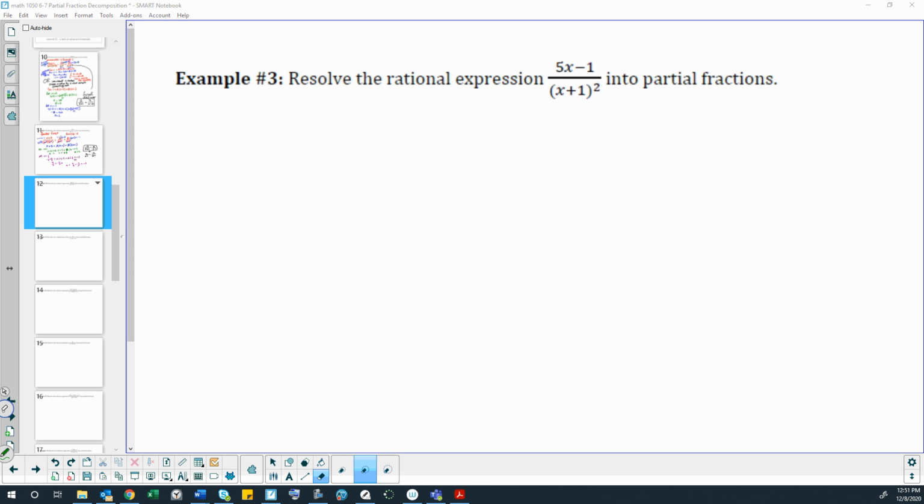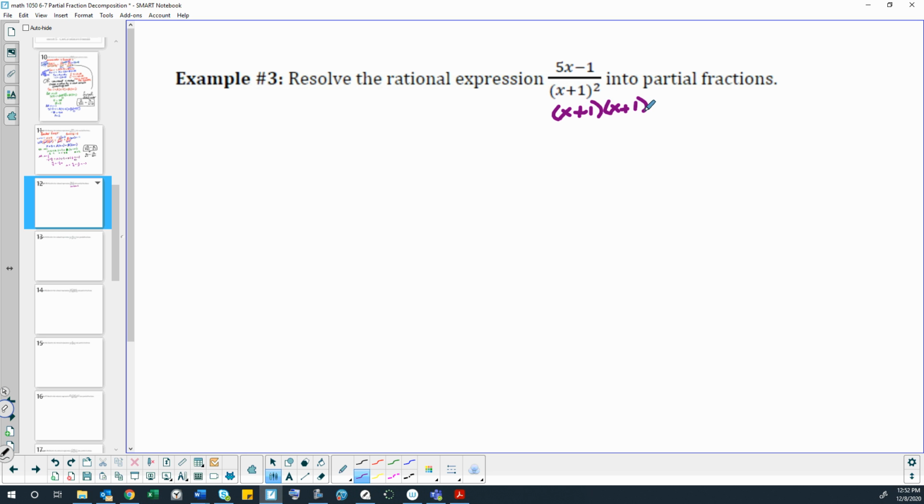Example 3 in section 6.7. Here we have an example with repeated linear factors in the denominator. By repeated, I mean we've got that squared there. So it's technically meaning that we have x plus 1 times x plus 1. So it's repeated, right? That's important to take into account.